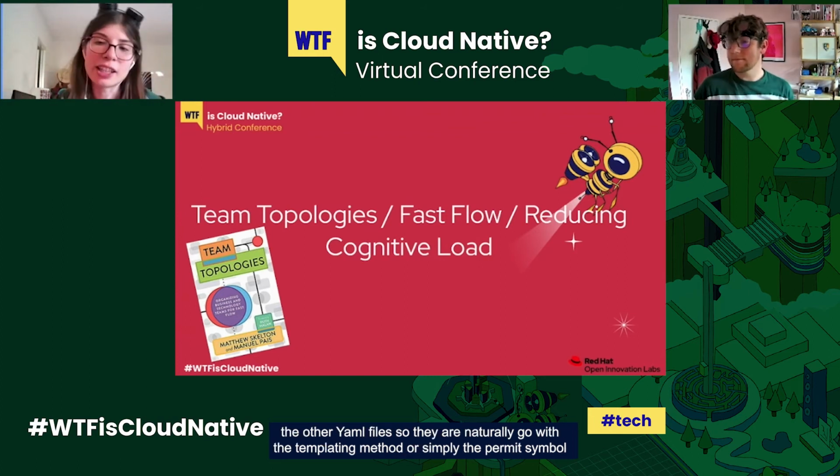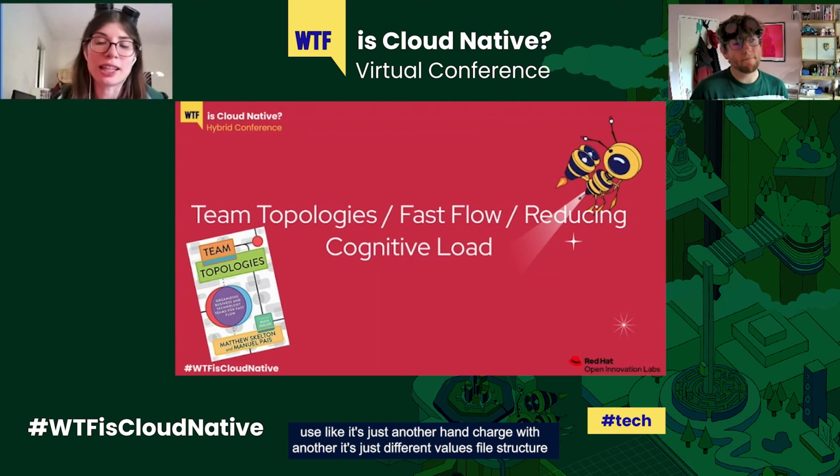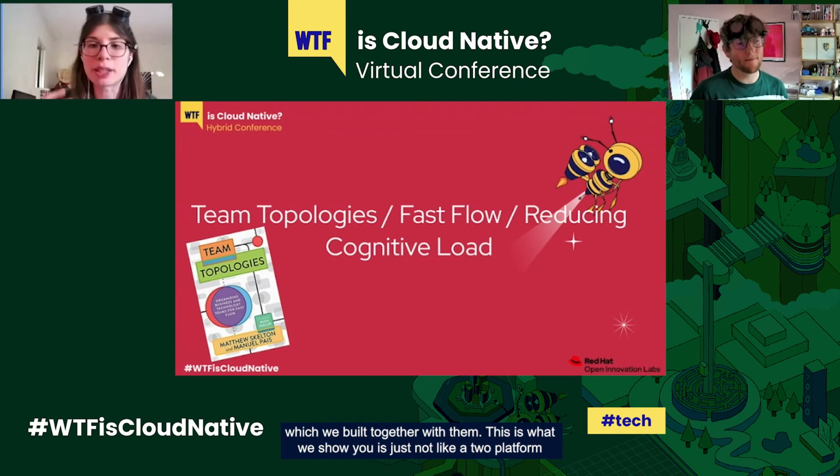So they naturally go with the templating method or simply the Kubernetes YAML files. But infrastructure as code is one of the best practices in this cloud native environment. So what we bring to the table with this GitOpsify approach is no different than what they already use. It's just another Helm chart, just a different values file structure, which we build together with them.